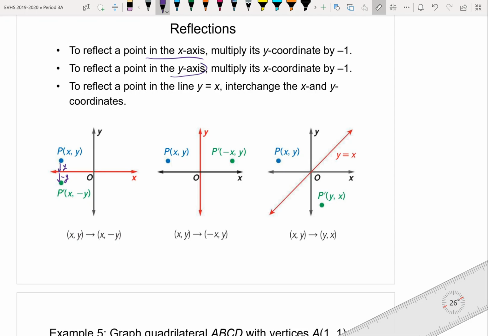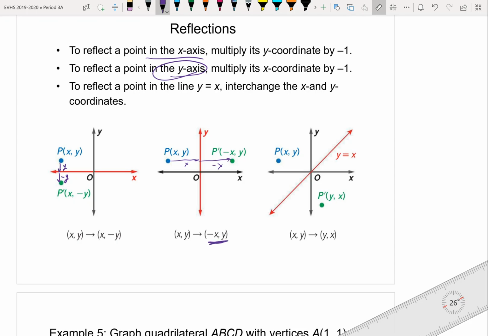When we're reflecting in the y-axis, we do the exact same thing. Here, this distance is x, this distance is negative x. Of course, since it's on the negative side, the negative times a negative becomes a positive over here. So all we're doing is multiplying by negative 1, and we've got the exact same concept down here.